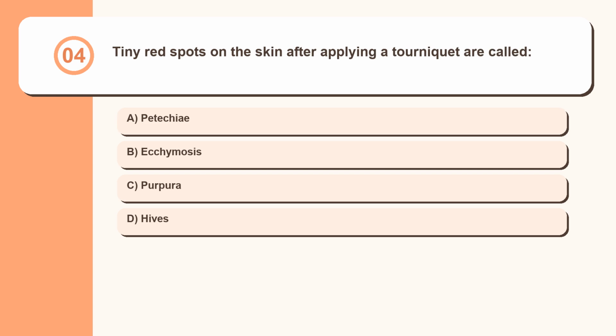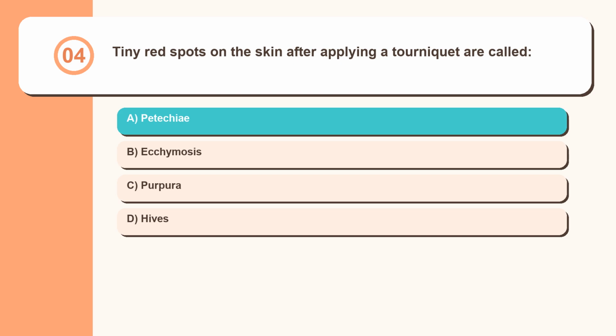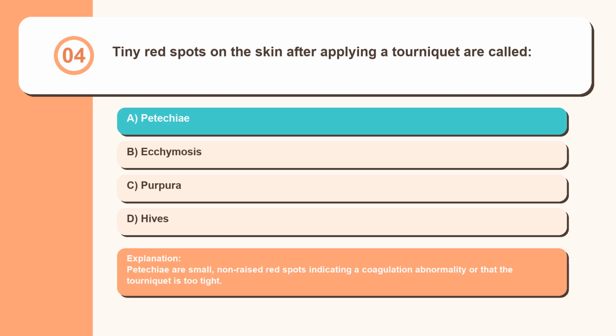Question 4. Tiny red spots on the skin after applying a tourniquet are called petechiae, ecchymosis, purpura, hives. Petechiae are small, non-raised red spots indicating a coagulation abnormality or that the tourniquet is too tight.